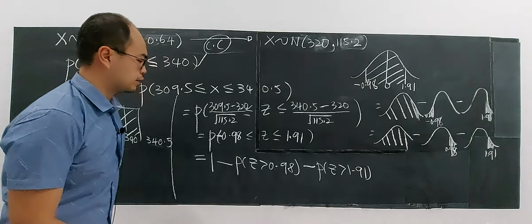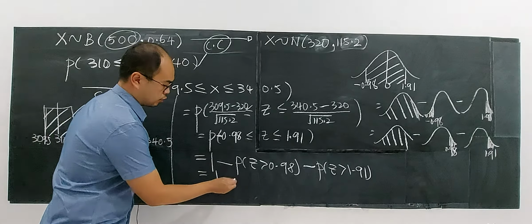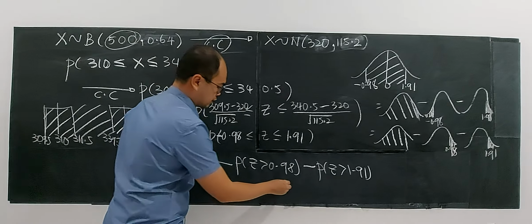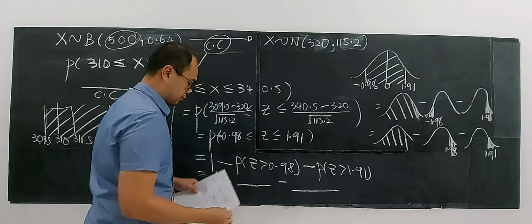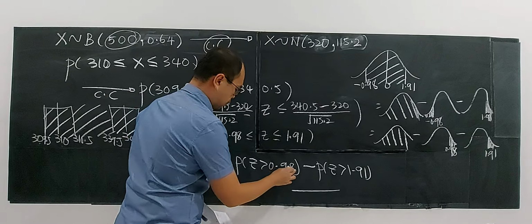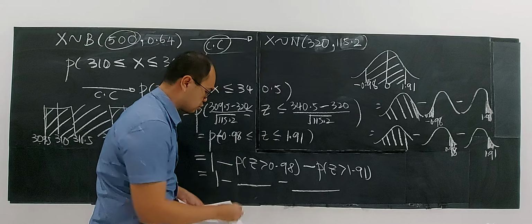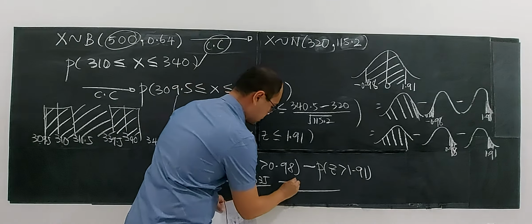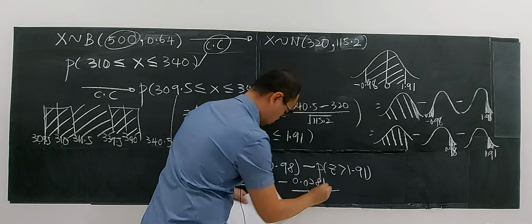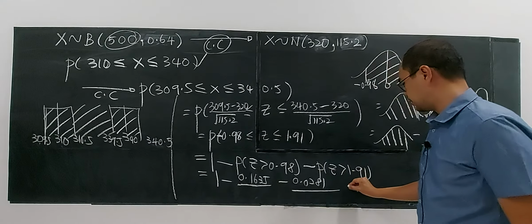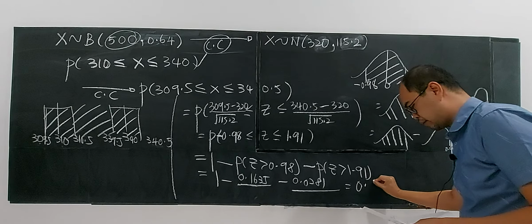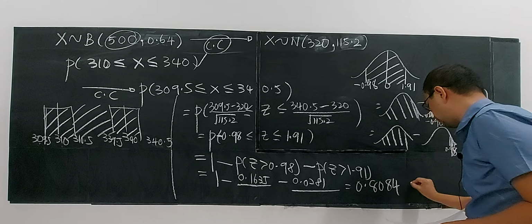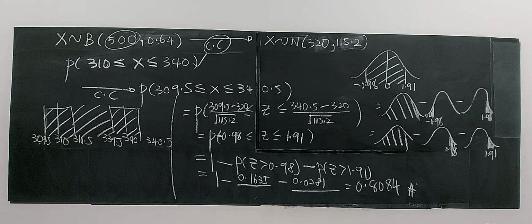I'm not going to show how to use the statistical table, you should be an expert already. I'm just telling you the values: for 0.98, from table 3 normal distribution, it is 0.1635, and this one will be 0.0281. After calculating, the probability is 0.8084. That's the probability required by the question. This is the way we solve this question.